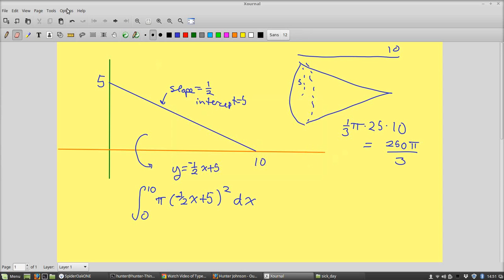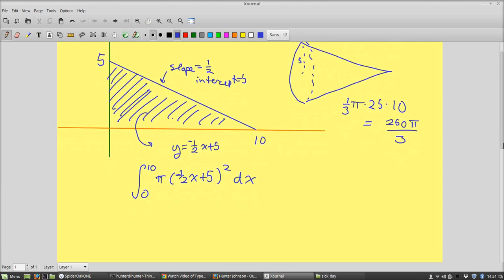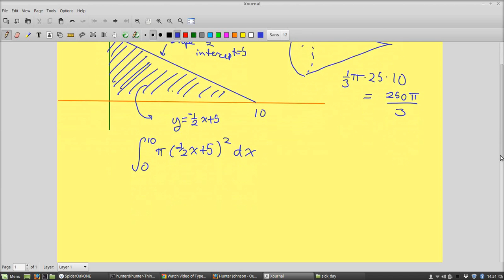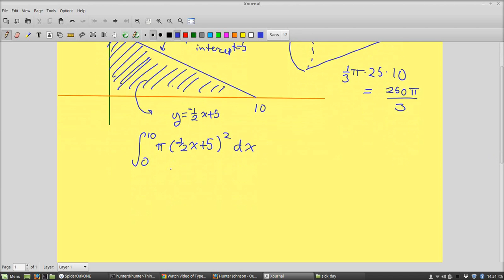In this video, we're just going to practice using some of the techniques that we talked about in the previous video. So here's a solid of revolution that comes from rotating this plane region around the x-axis, and it makes a cone like this one. And we know from the cone formula that the volume of the cone should be 250 pi divided by 3. So now we're going to do it using integration and make sure that we get the same thing. So let's do some u substitution.